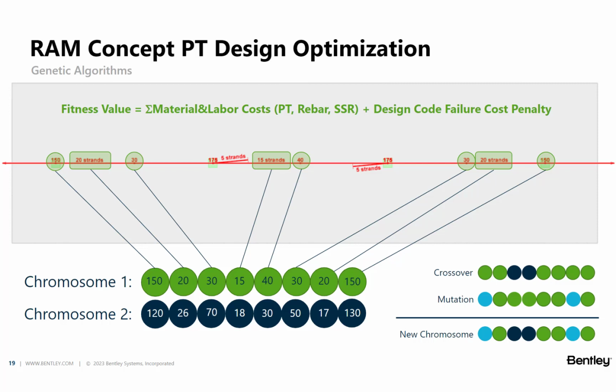For PT slab design, we can use material and labor costs as a fitness measure. And for our purposes, this would consist of the cost of all the reinforcement. But another important aspect of a fitness value is how design code failures are processed. In the end, we want to eliminate any of those possible solutions that are subject to a design code failure. We want a valid design. And one way we could do that is by introducing a failure cost penalty that inflates the cost of the solution for any and all design code failures.